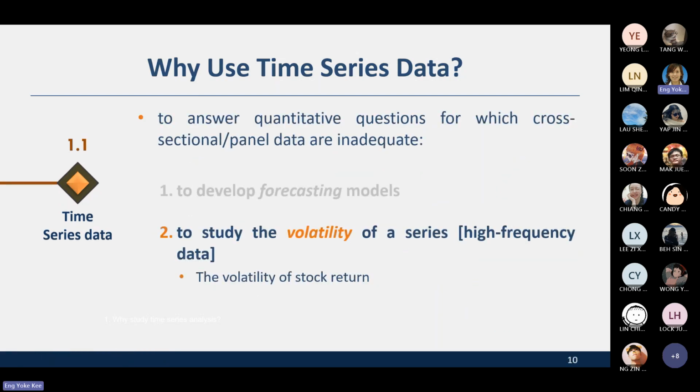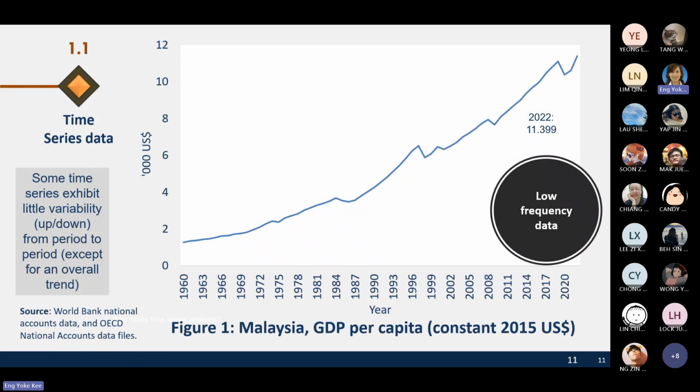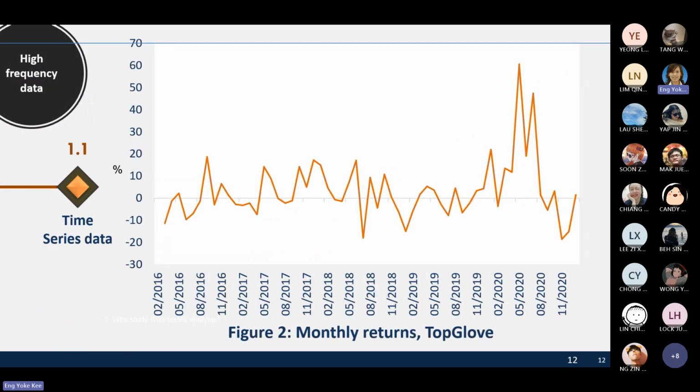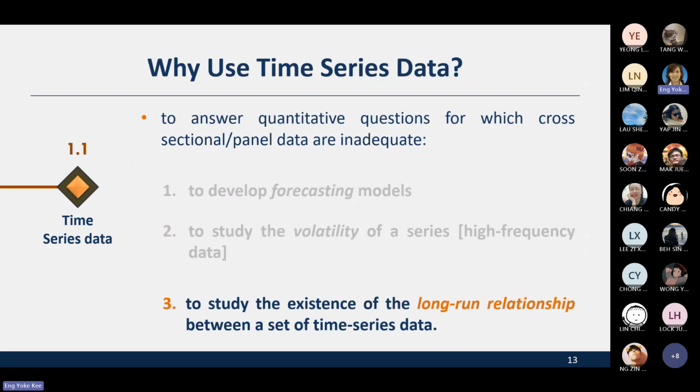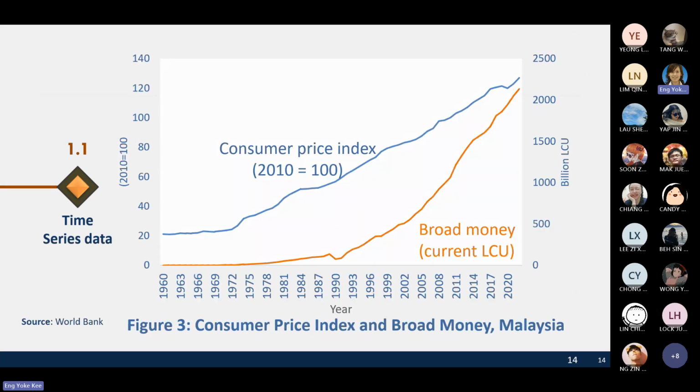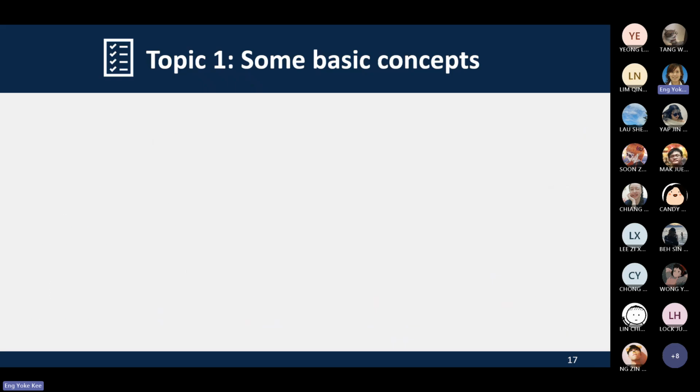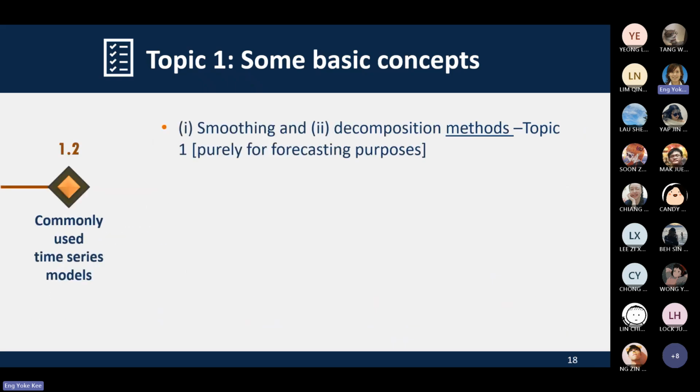To study the volatilities, and then trying to examine or investigate the long-run relationship as well as the short-run relationship. These are the things that we have covered. Now looking at this second part, we try to venture into the commonly used time series models.